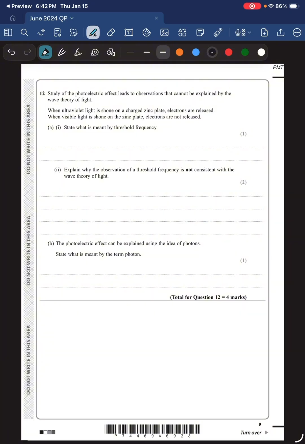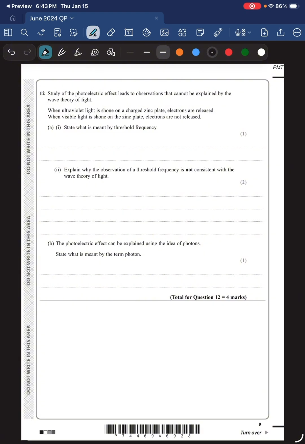Okay, question 12. Wait, let me read it and then we'll see. Study of the photoelectric effect. Again, this is a question that appears in the international AS level exams, okay? So, study of the photoelectric effect leads to observations that cannot be explained by the wave theory of light.